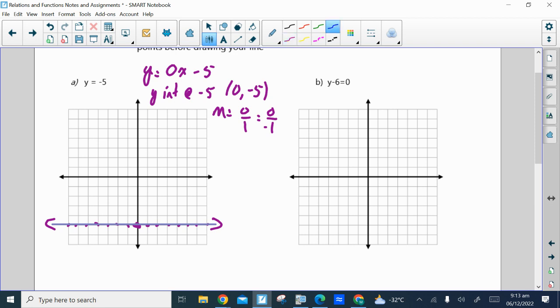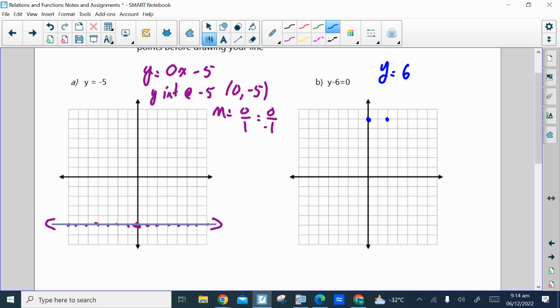If we look at the next example, y minus 6 equals 0, this one's a little different because you don't have the y variable by itself, but we can get it by itself by simply adding 6 to both sides. If you add 6 to both sides, now the equation is written as y equals 6. So again, it doesn't matter what x is, it can change, but y will always be +6. So when x is 0, doesn't matter, y is 6. When x is 2, doesn't matter, y is 6, yes?